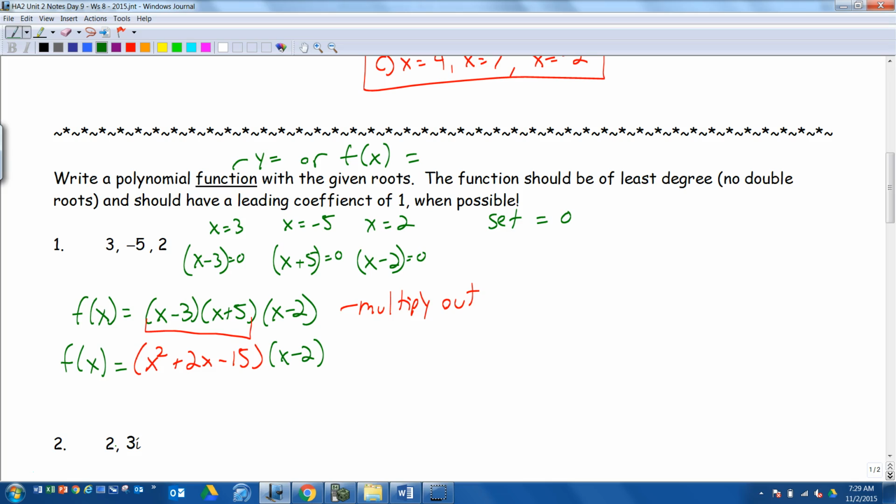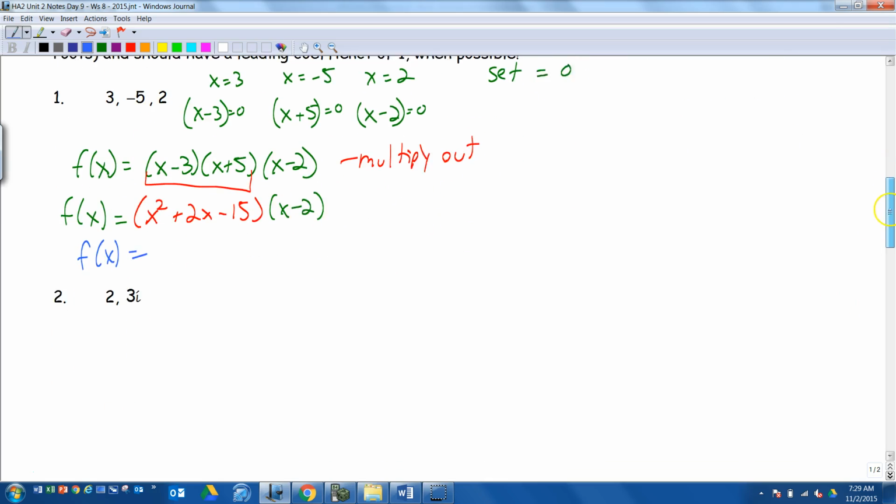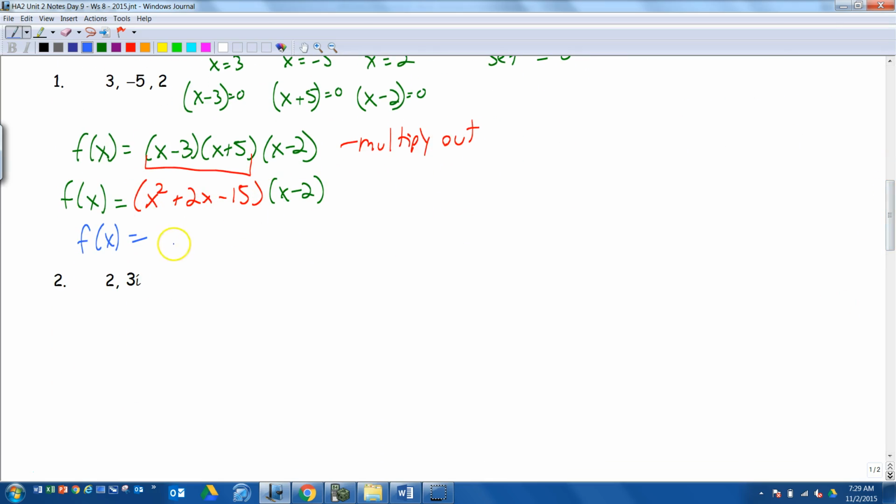So now I'm going to multiply it out some more. And I get f of x equals x cubed minus 2x squared. That's this one multiplied to those two. Plus 2x squared, because that's this times this. And then 2x times -2 is a -4x. Negative 15x. And then plus 30.